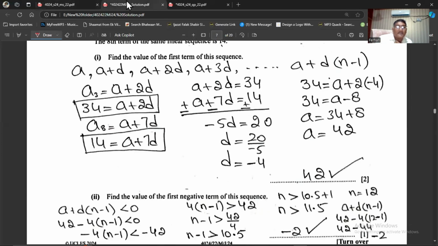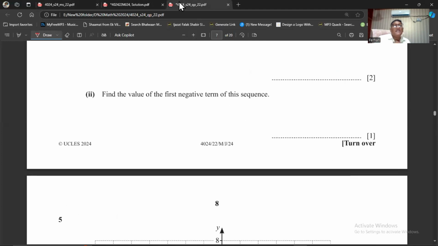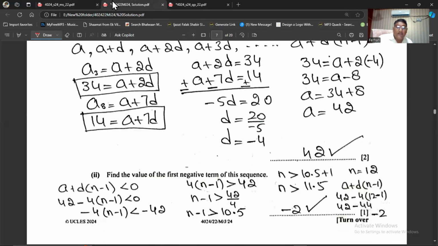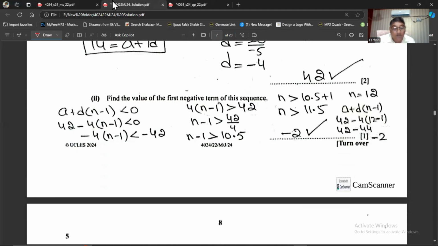Our answer is right. He says find the value of the first negative term of this sequence. Okay. So I will take the nth term and I will make it negative. Matlab, I will write less than 0. So a plus d bracket n minus 1 is less than 0 because this is negative. So I will try to find out the n.